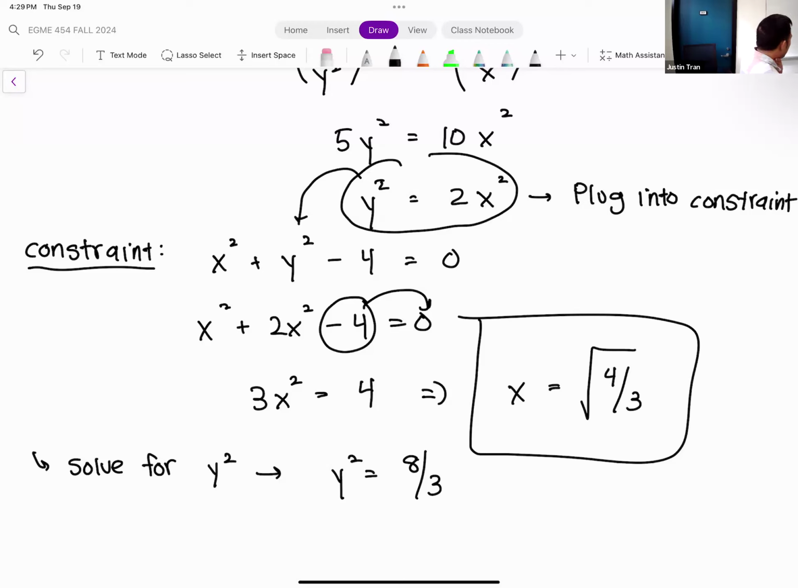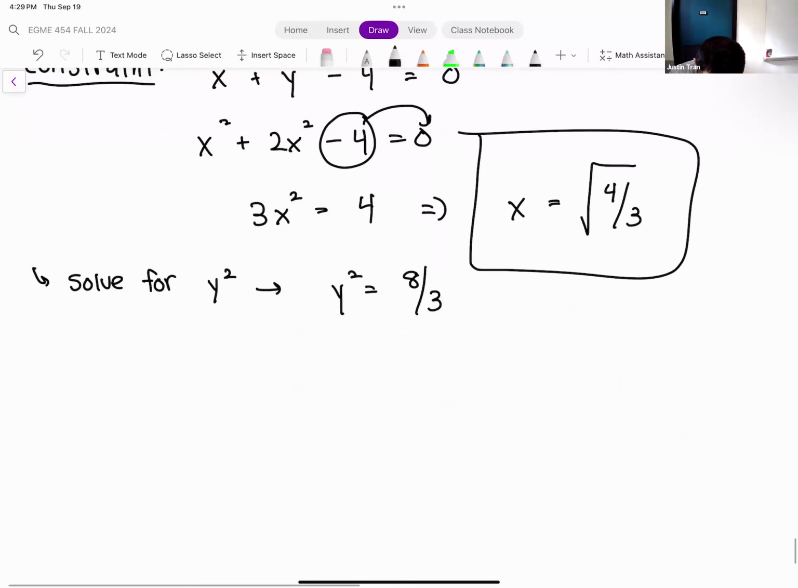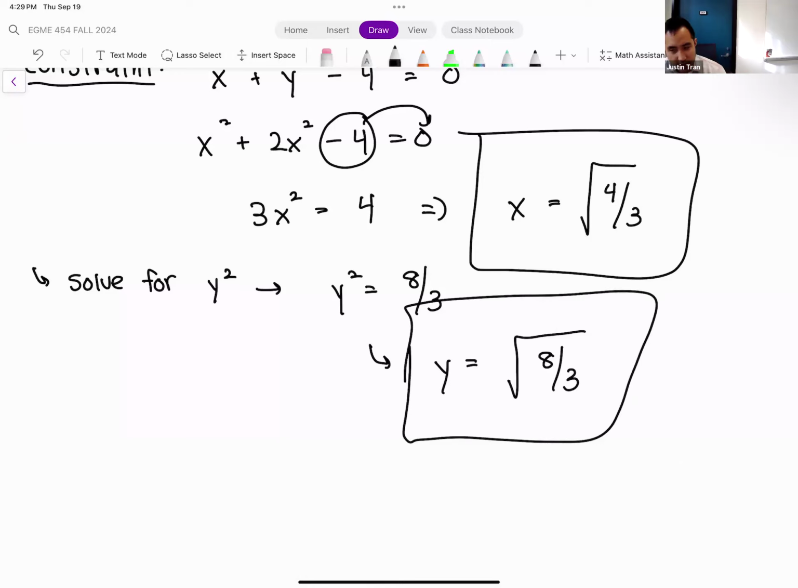Okay, so we got y squared is equal to 8 over 3. So let's take the square root. And so we get y is equal to the square root of 8 over 3. Of course, you could simplify that. You can factor out the square root of 4 to get a 2 out in front, but this is perfectly acceptable.